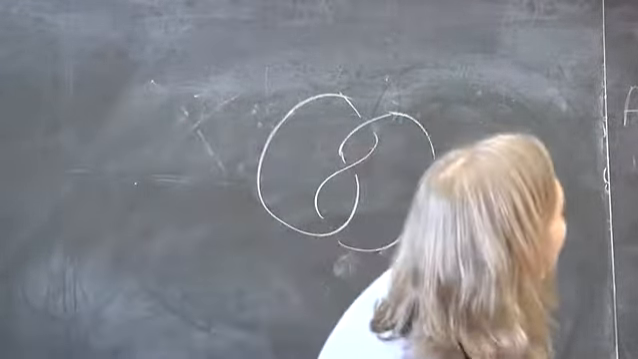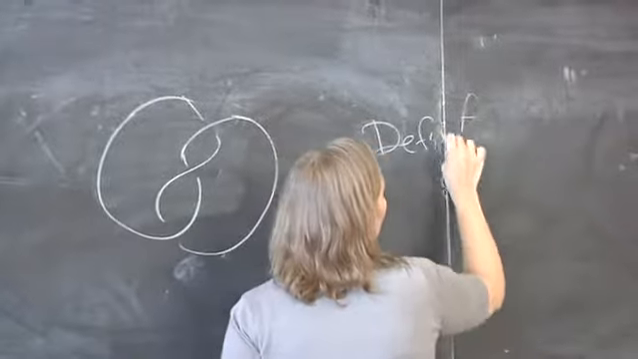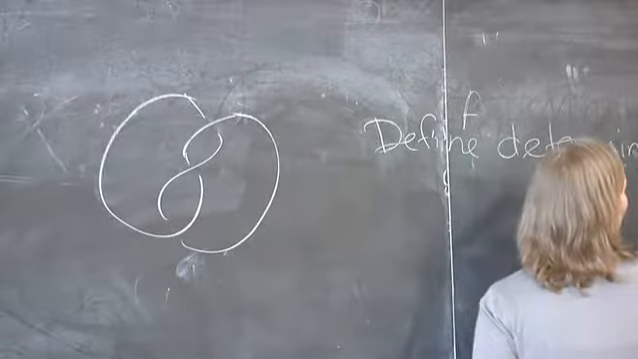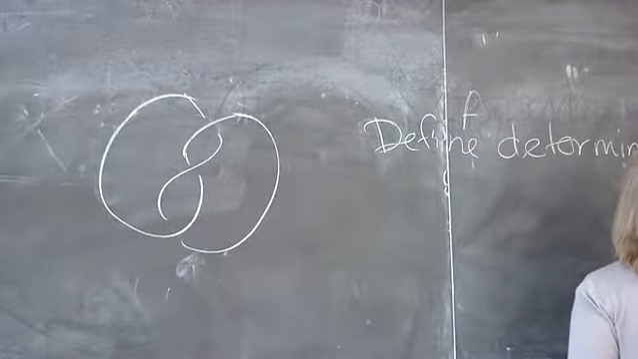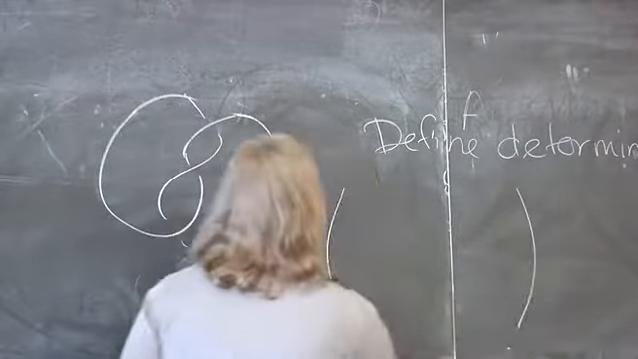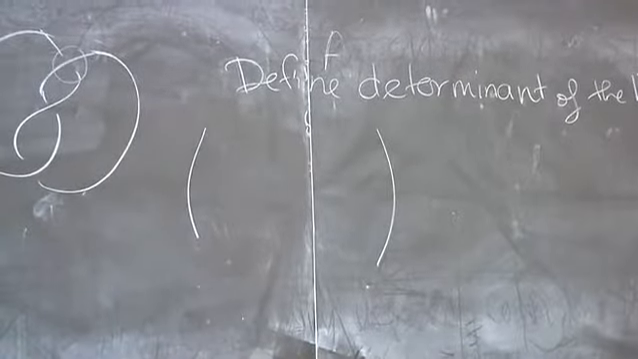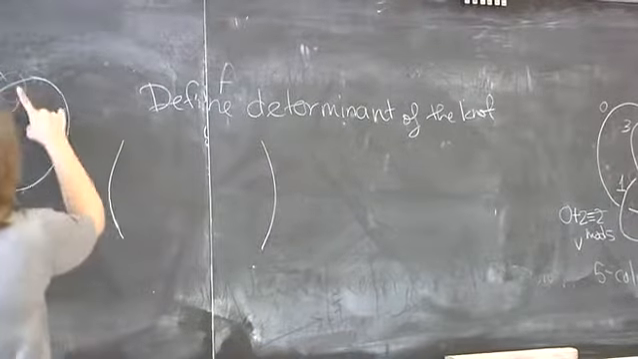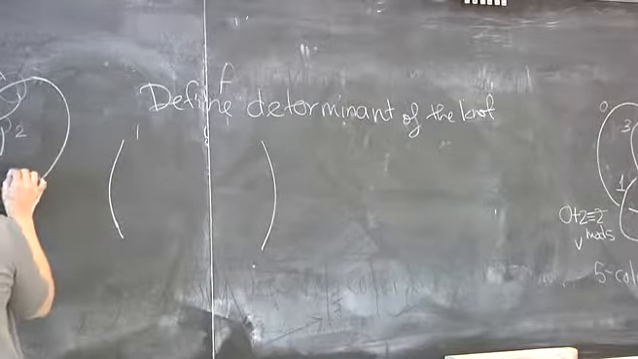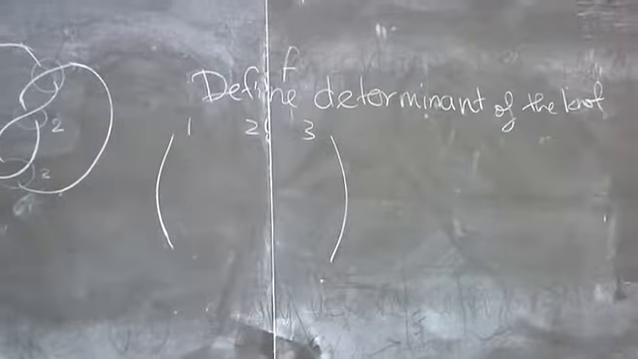So a way to do really cool stuff with this is to define the determinant of the knot. And the way we do this is we associate a matrix to the knot. And every crossing has a row in the matrix or a column in the matrix. It doesn't matter. So at this crossing, we're going to call this crossing 1, this crossing 2, and this crossing 3. Okay, so I've apparently chosen columns.